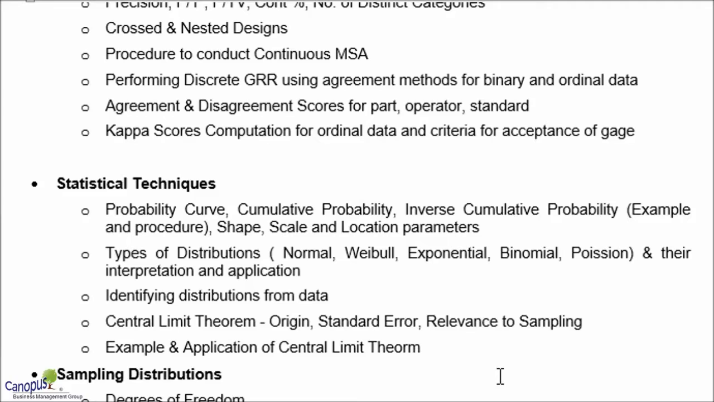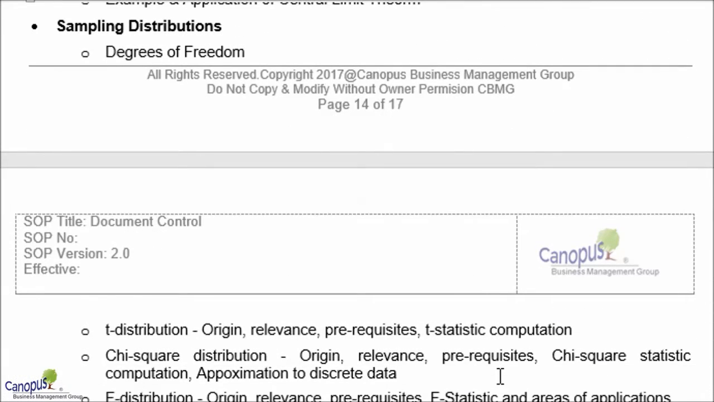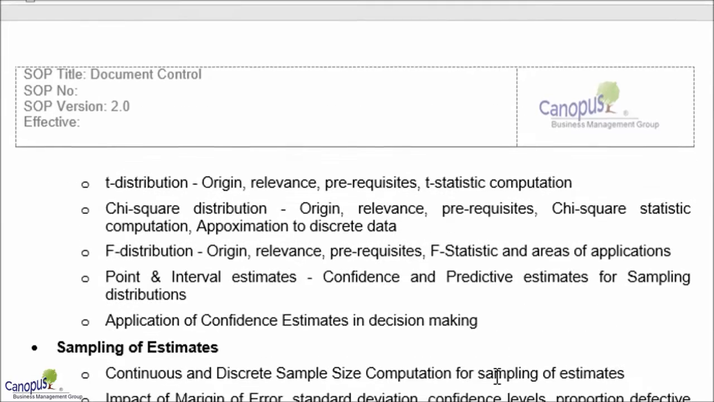If there is a raw distribution and you don't know how to identify it, we'll teach you how to do that. Central limit theorem, what it is, what standard error is, etc. will be covered in greater detail with examples. In sampling distributions, we'll talk about degrees of freedom, the t distribution, chi-square, and F distribution. All these distributions we're going to take in detail and go point by point. We will also cover confidence intervals and prediction intervals.